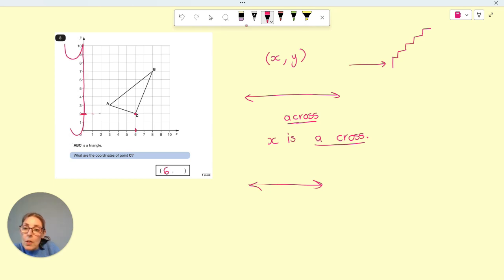So the Y coordinate is here, which is a 2. So the X goes across to the 6 and up to the 2. So you can count, if you want to go across and then up, you can go 1, 2, 3, 4. So 1, 2, 3, 4, 5, 6. and that's underneath where the C is, and then you can think 1, 2 up. Okay.